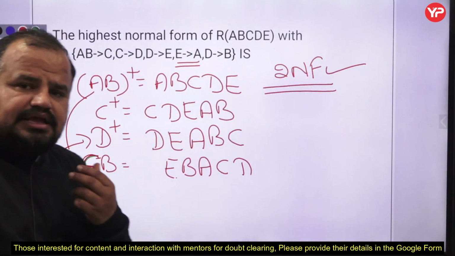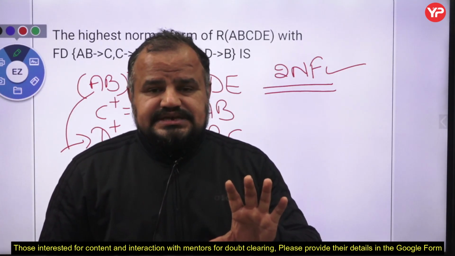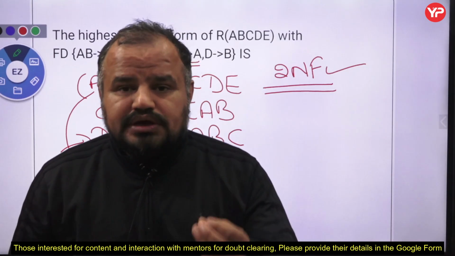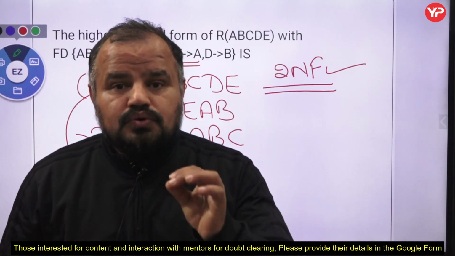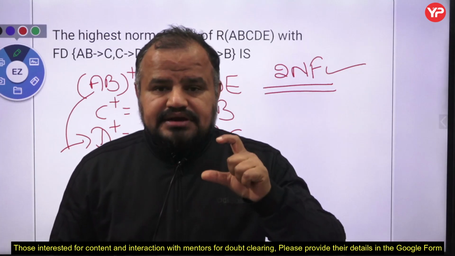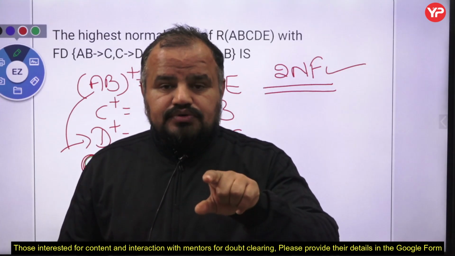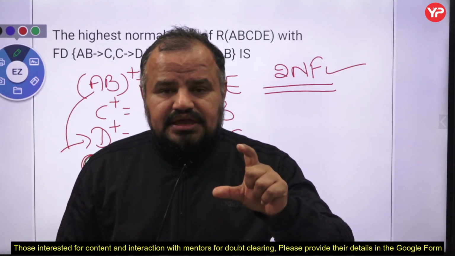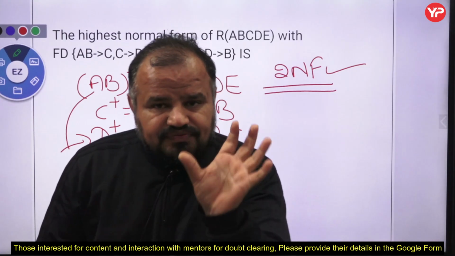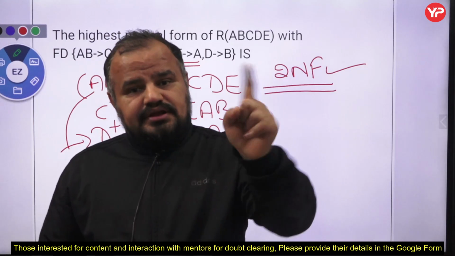Now, to check whether the given relation is in 3NF or not, you simply check whether there is a transitive dependency. If there is, then the relation is not in 3NF. Or, just check: the left hand side is a key, or the right hand side is a prime attribute. If this condition is followed by the FDs, then that FD is in 3NF.